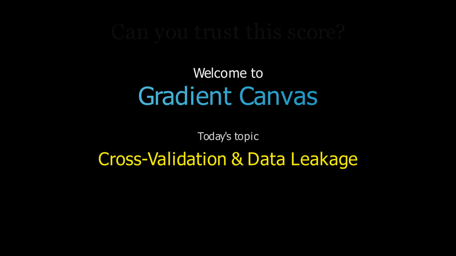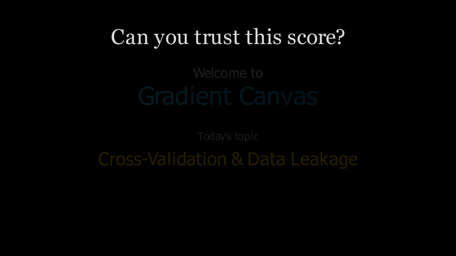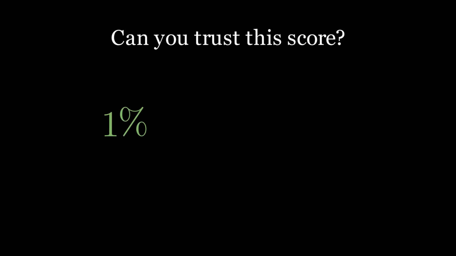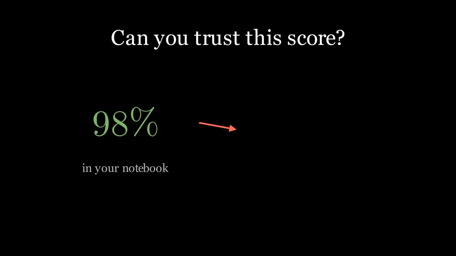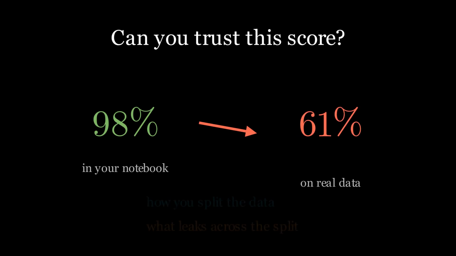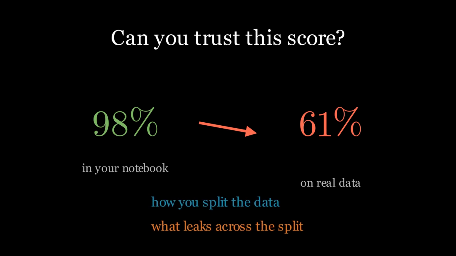Your model scores 98% in your notebook. You ship it, and on real data, it falls apart. The evaluation didn't lie about the numbers. It lied about what the numbers meant. Two things decide whether a test score is honest: how you split your data and what secretly crosses that split. Those two ideas are cross-validation and data leakage, and together they're the difference between a score you can trust and a score that's fooling you.